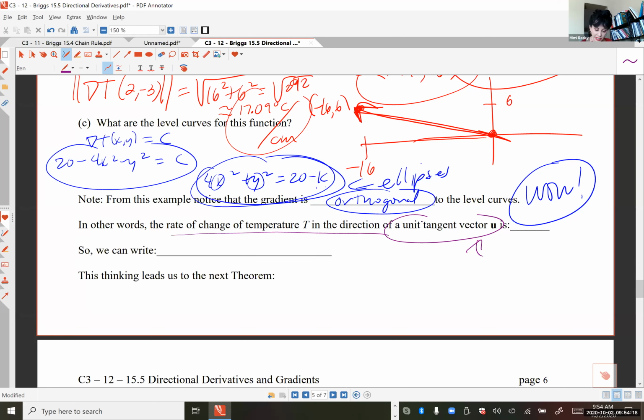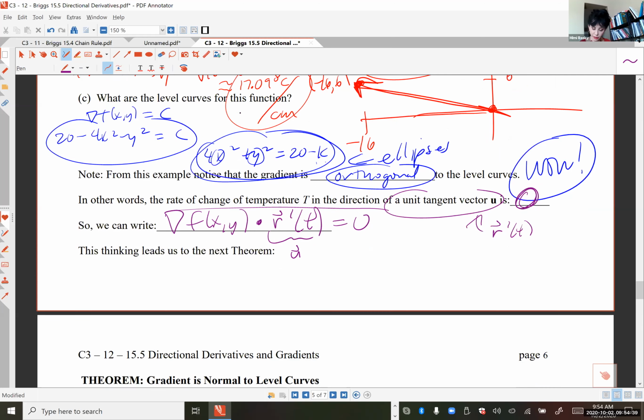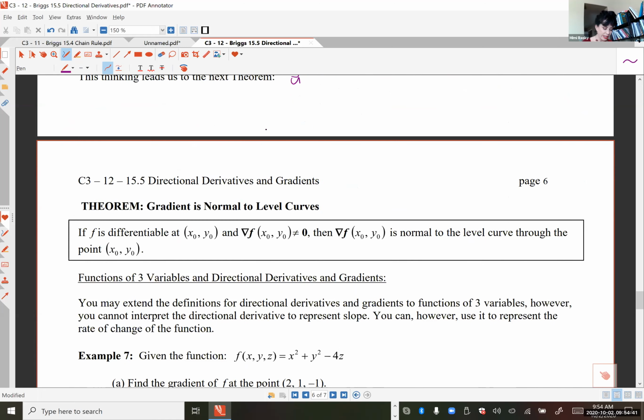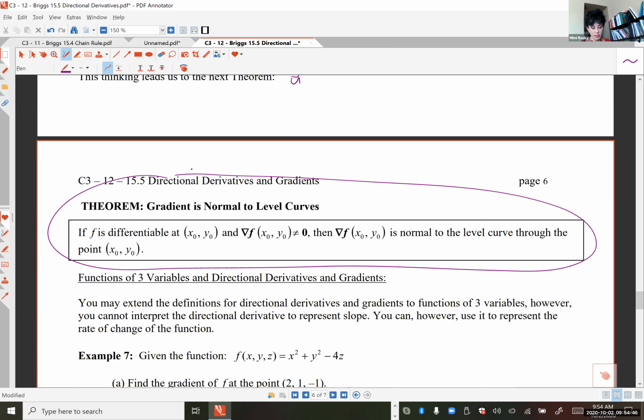the rate of change in that direction would be 0 because you'd be staying the same, because it's tangent to your level curve. So your gradient, if you dot product it with r prime, or u, which is what I'm kind of calling it right now, you'll get 0. And that's very amazing. So the theorem that the gradient is normal to level curves is really important. Just put a star by it because you're going to need to know that.